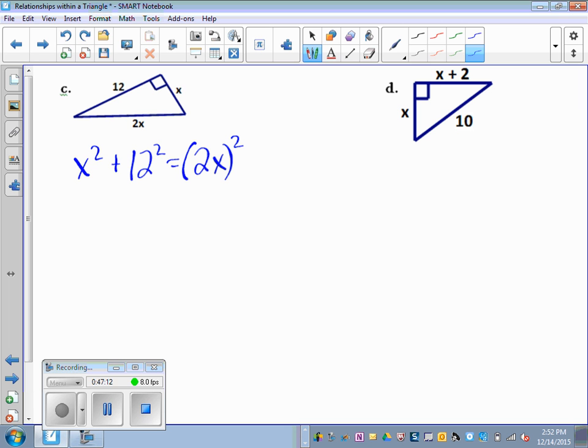And also be careful to recognize where your hypotenuse is. Don't fall into the trap, at first glance it might look like something else, but 2x is my hypotenuse. Alright, what's 12 squared? And what's 2x squared? Good. Now we see we only have x squareds. You could factor it, but there's an even easier method. Let's just subtract my x squared.